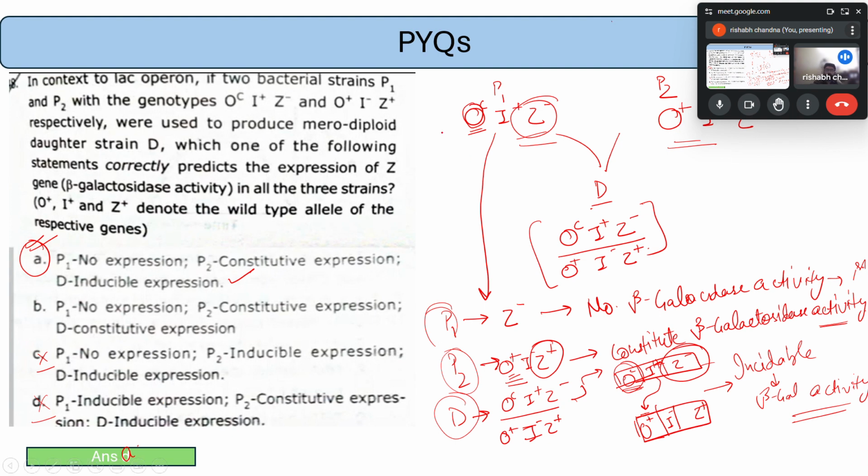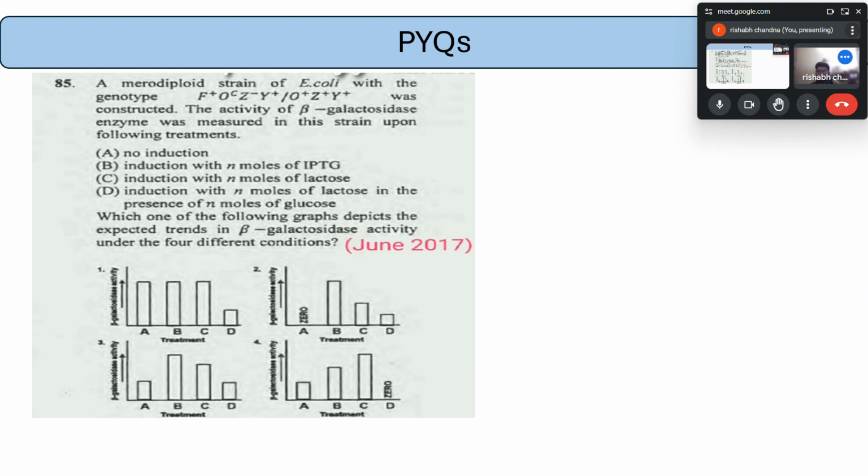Now moving on to the next question. A mero-diploid strain of E. coli with the genotype F positive, OC, Z negative, Y positive, and then O plus, Z positive, and Y positive, so this depicts the F plasmid, was constructed. The activity of beta galactosidase enzyme was measured in this strain upon the following treatments.